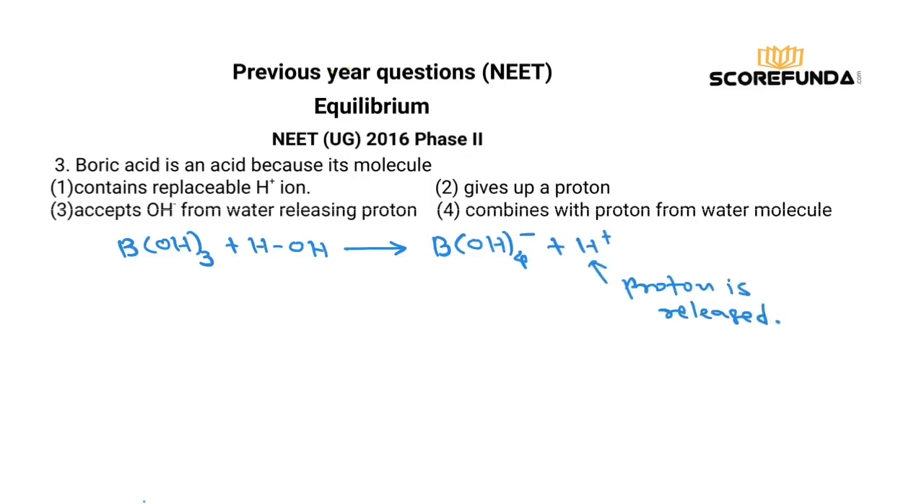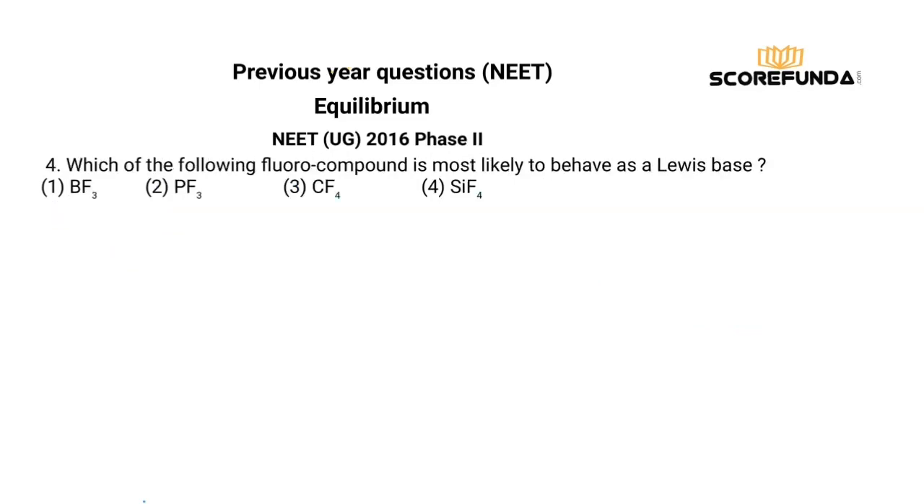So it takes in OH minus because it is an electron deficient species. And that is why our answer should be option 3. It accepts OH negative from water, releasing a proton, and that is the reason why it is an acid. The fourth question was: which of the following fluoro compounds is most likely to behave as a Lewis base?